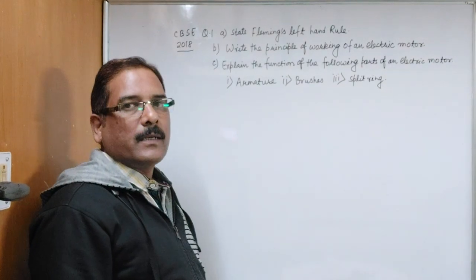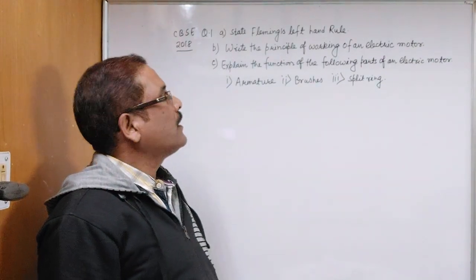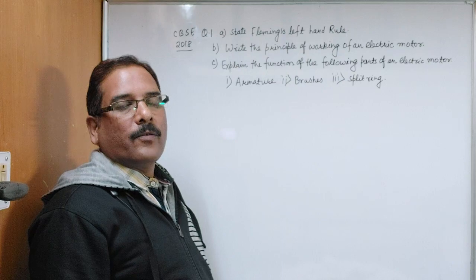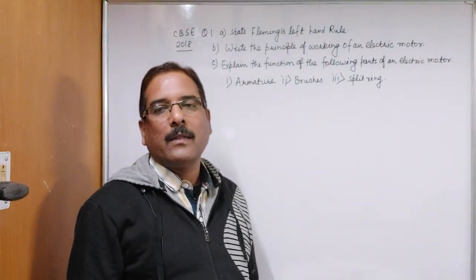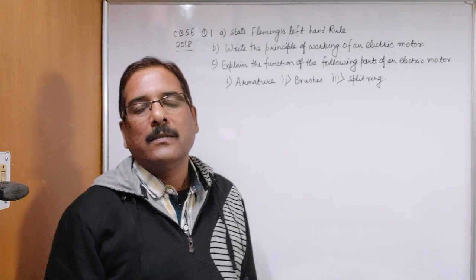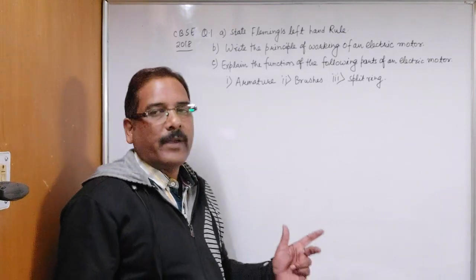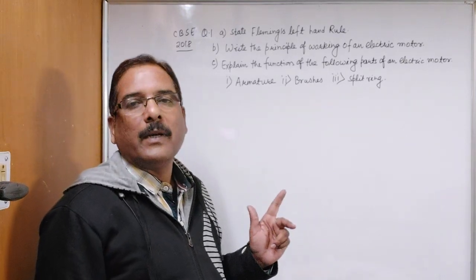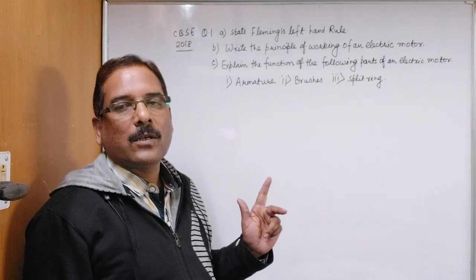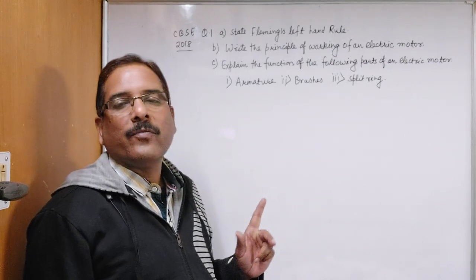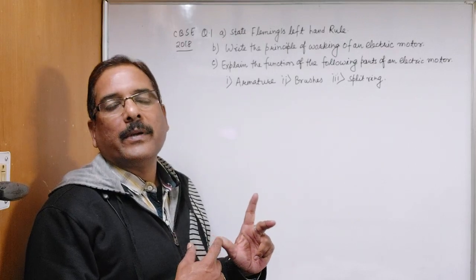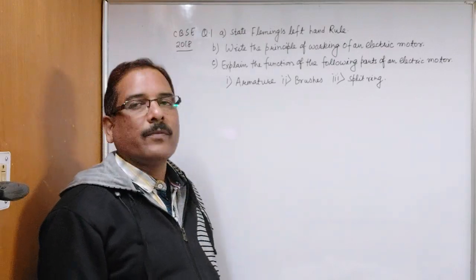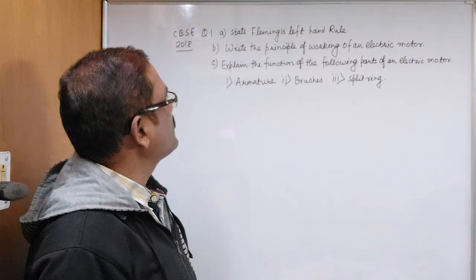You have to write a statement for it that when we stretch the middle finger, forefinger and thumb of our left hand in such a way that the middle finger indicates the direction of current, the forefinger indicates the direction of magnetic field, then thumb indicates the direction of motion of conductor or force.